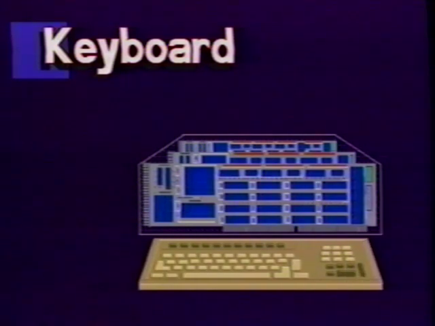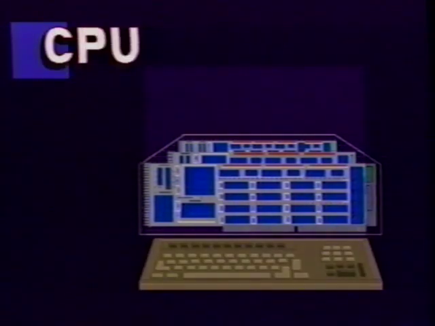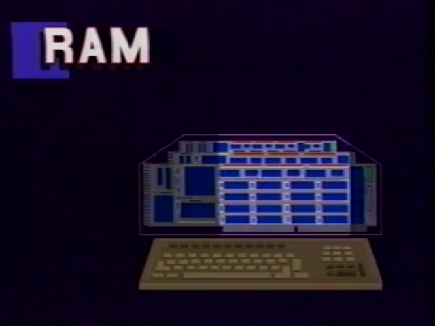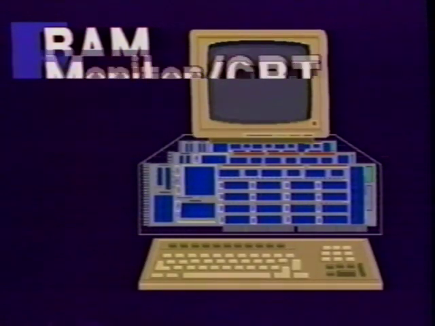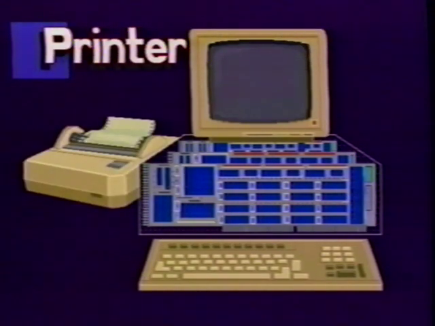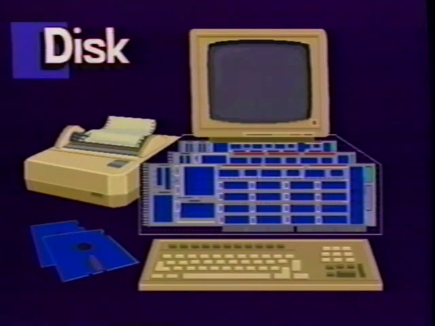A personal computer has several integrated parts. A way to receive data, technically called an input device, like the keyboard. A way to process data, called a central processing unit, or CPU for short. A way to temporarily save data while it is being processed, called the Random Access Memory, or RAM. A way to temporarily show the processed data in a readable form, usually called the monitor, or CRT, for cathode ray tube. A way to permanently save the processed information through the printer, and a way to save, also permanently, the information in a computer-readable way, called a disk.